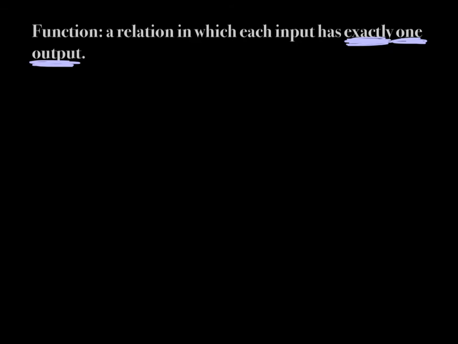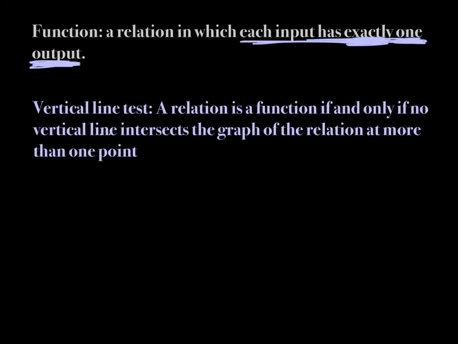So make sure you know this, and when you're asked if something is a function or not, you use these words: each input has exactly one output. Or if it wasn't, you would say each input has more than one output. Now, a really good visual way to check if a relation is a function or not is to use the vertical line test. That says that a relation is a function if and only if no vertical line intersects the graph of the relation at more than one point.